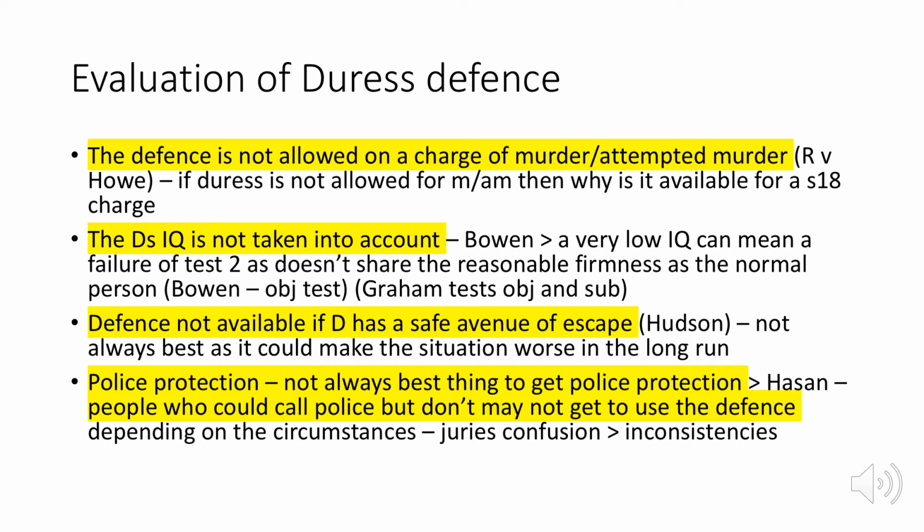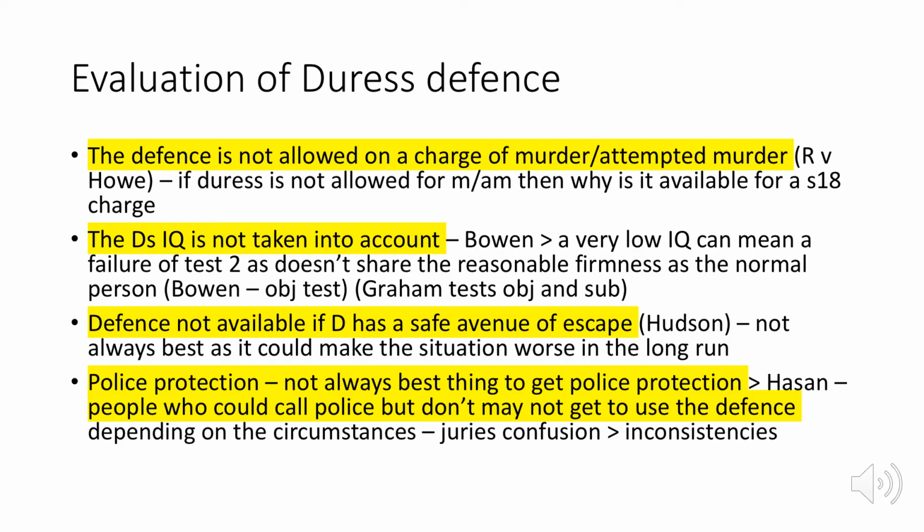For evaluation of duress, the defence is not allowed on a charge of murder or attempted murder, like in R v Howe. If duress is not allowed for murder or attempted murder, then why is it available for the Section 18 charge? The D's IQ is not taken into account. So in Bowen, a very low IQ can mean a failure of test 2, as they don't share the reasonable firmness as the normal person would.